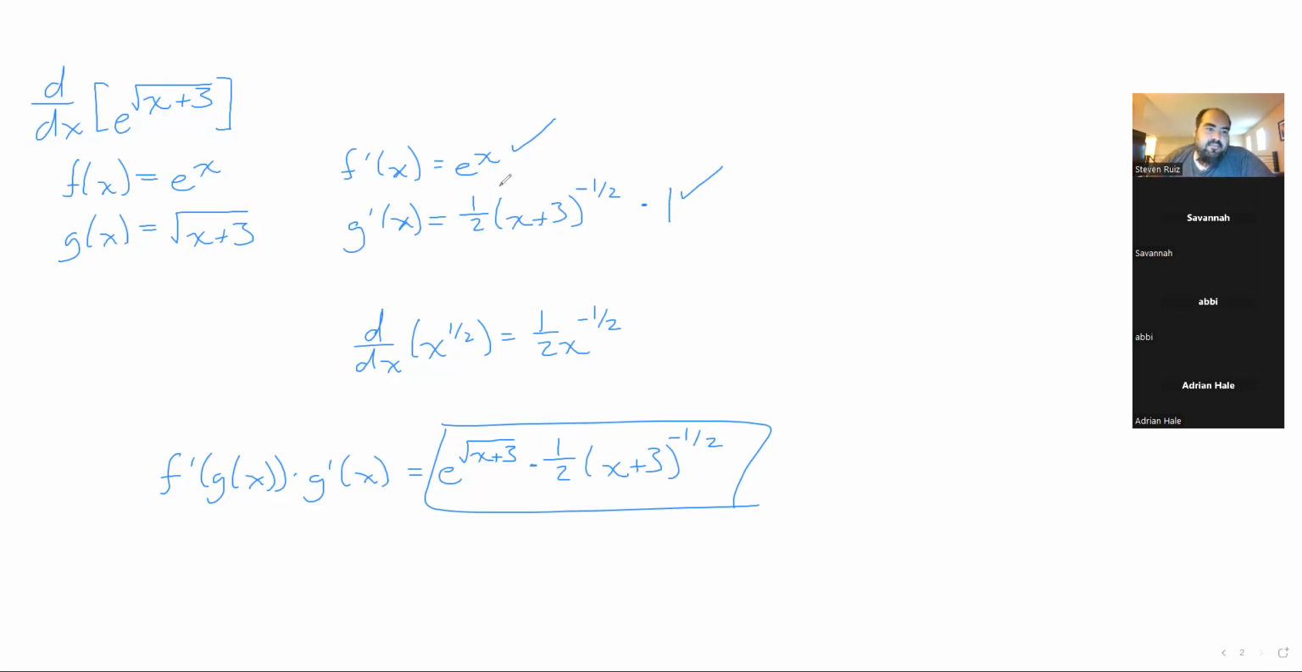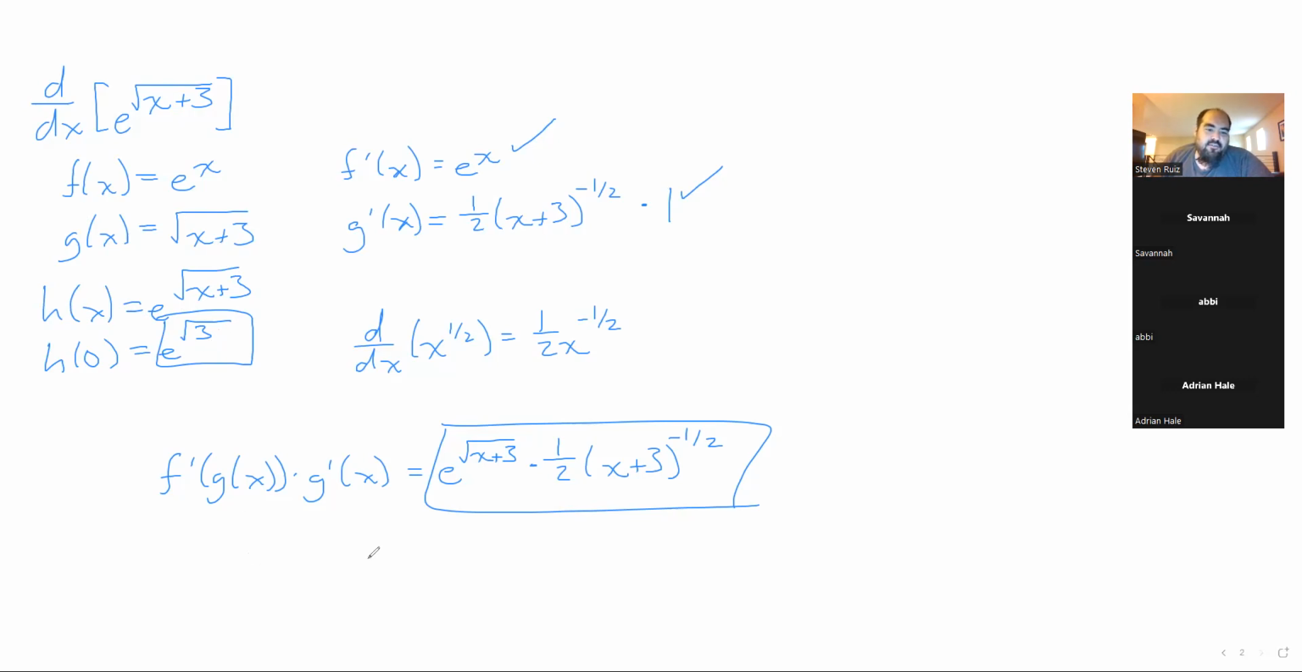So, let's give e to the radical x plus 3 a name. We'll call this h of x equals e to the radical x plus 3. If I want to know what the value of this function is when x equals 0, then I could just plug in 0 for that. That's basically a point on this curve. That is, when x is equal to 0, y is equal to e to the radical 3.